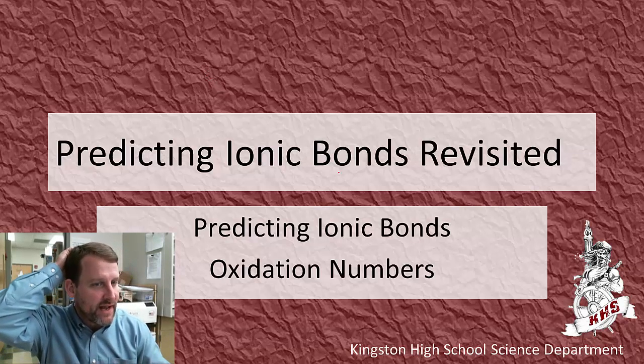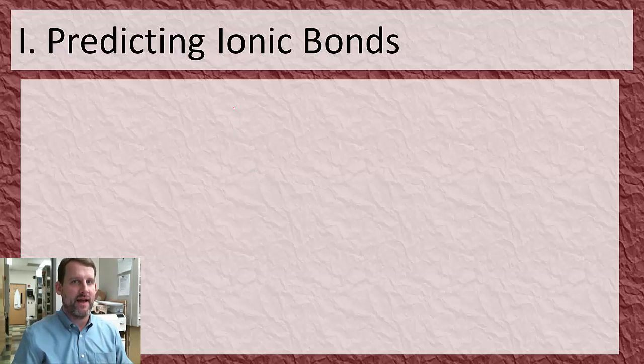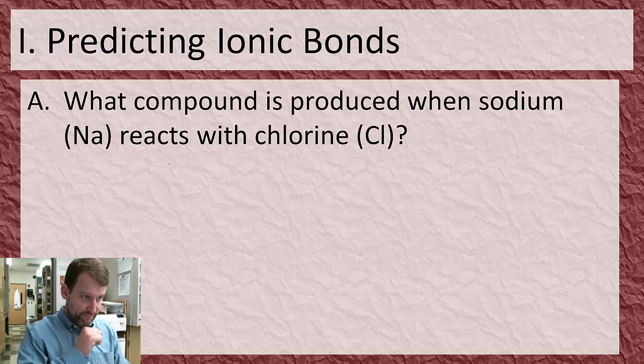Today we're talking about predicting ionic bonds, and that's what you're doing with the fleece atoms, is predicting how many of each atom will form together. So our first example, let's keep it simple and react sodium with chlorine.